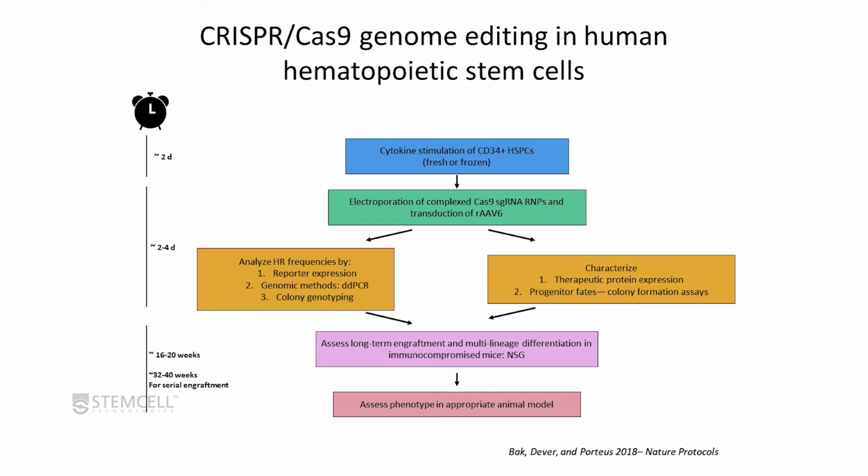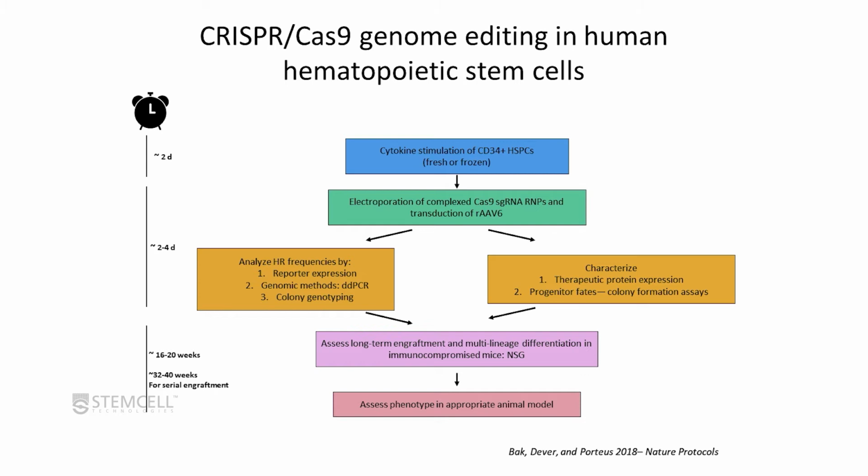This usually involves the addition of molecules that will preserve stem cell potential. After expansion, the cells are modified using the Cas9 protein and the guide, delivered as ribonucleoproteins using electroporation, followed by transduction of the AAV6. After some time for expression of the therapeutic protein, what you want to do is analyze the HDR efficiencies, other reporter expression, if that's what you have. We're using genomic methods. We'll discuss droplet digital PCR for this.